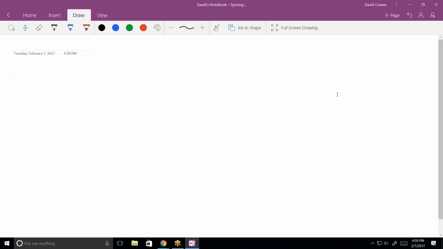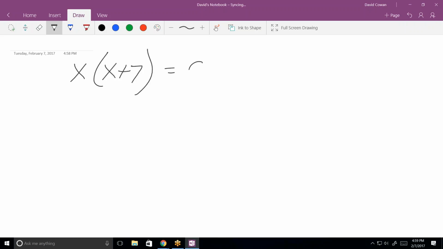The first one is x, and then in parentheses, x plus 7, and then equals 0. So the first one would be x equals 0. And then it would also be x equals negative 7.